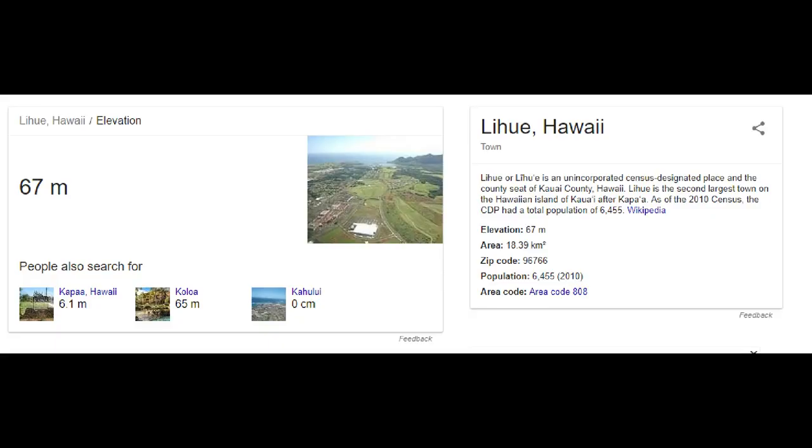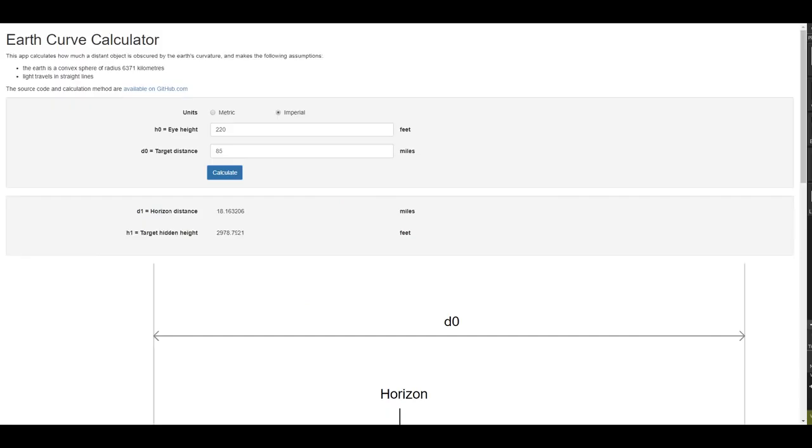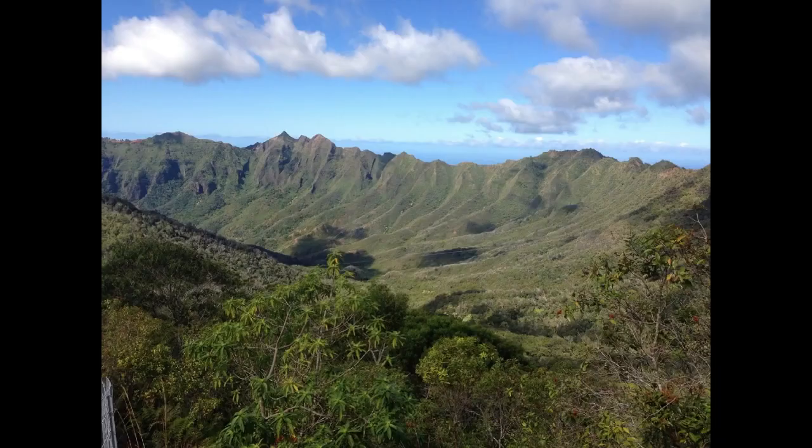Now taking the elevation of Lihue, around 220 feet, we should find that we should be able to see anything on Oahu that's over about 2,900 feet tall. Luckily for us, the highest peak on Oahu is about 4,000 feet, so we should easily be able to see the top of it.